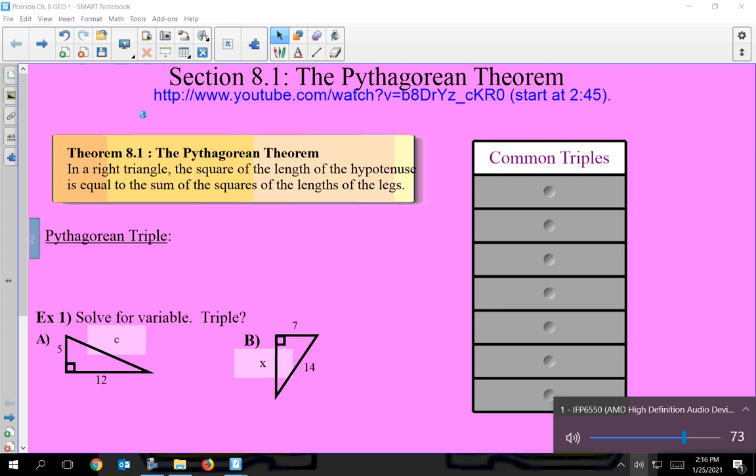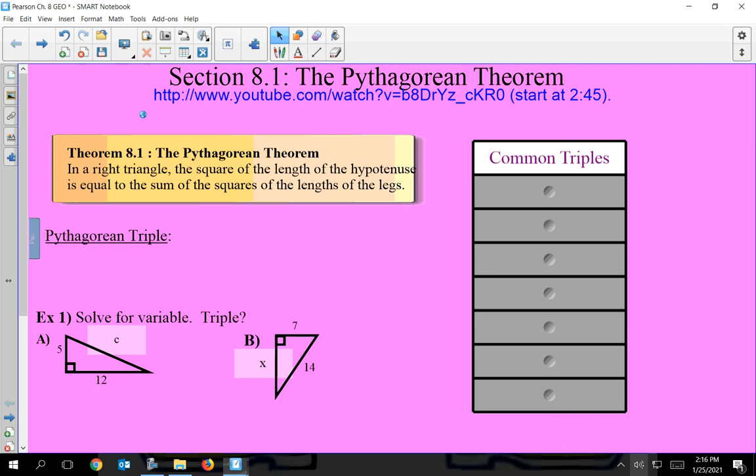So in theorem 8.1, and you don't have to write down the 8.1, the theorem is: in a right triangle, the square of the length of the hypotenuse is equal to the sum of the squares of the legs, okay? So if you write that down, also go ahead and write down the Pythagorean theorem, okay? And let's just remind ourselves that the c is the hypotenuse, okay?